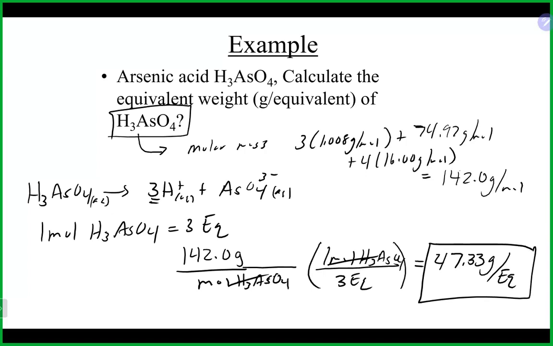This is a common way, though not used very much these days, to use normality. You can calculate something like equivalent weight or equivalent mass rather than molar mass of acids. It's sometimes used along the way. Any questions on that?